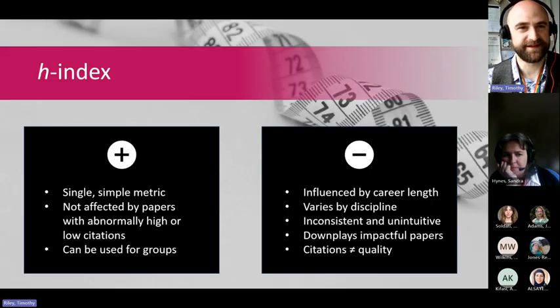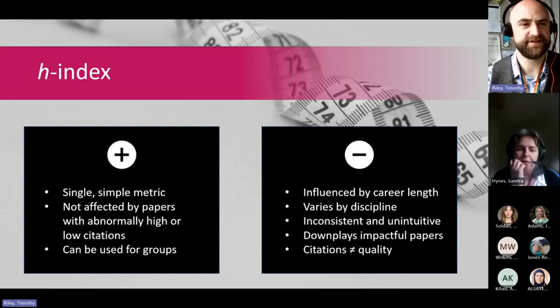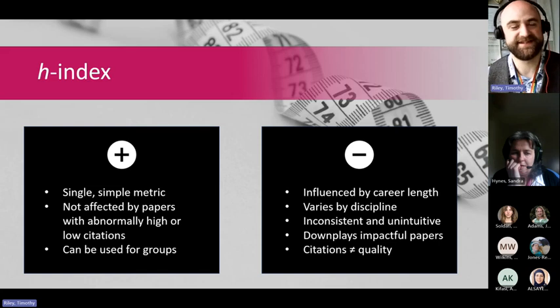Okay, and again, this is a fairly simple way of calculating a metric. You'll have noticed from the graph, it's not affected by papers that have abnormally high or low citations. So if a researcher's got a very small number of papers that have got loads of citations, or a small number that have got very few citations, it kind of averages itself out with the metric there. And you can also use this for groups of researchers as well as for individuals.